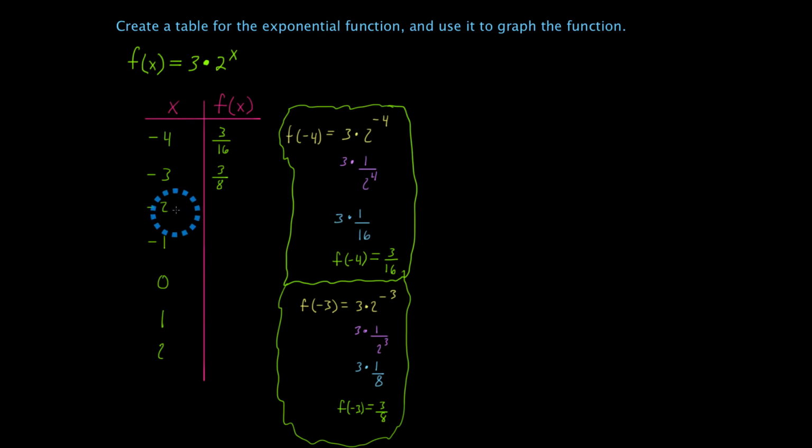All right, so let's look at when x is -2. So f of -2 is equal to 3 times 2 to the -2. So now I have 3 times 1 over 2 raised to the power of 2, and 2 to the second power is 4. So I really have 3 times 1/4.